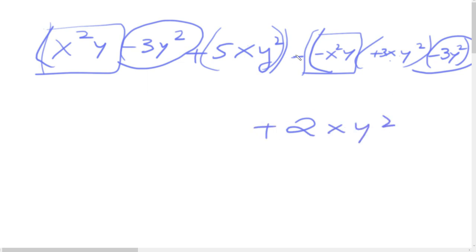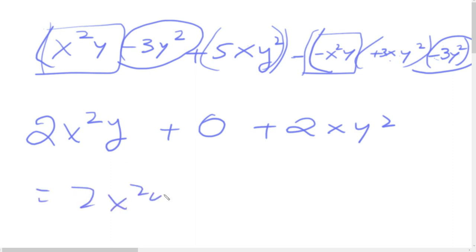Negative 3y squared with the distributed negative sign is going to become positive 3y squared, and with negative 3y squared becomes 0. Plus this x squared y, with the distributed negative sign, is going to become positive x squared y. It's positive, positive. I'll add those two, so 2x squared y. So the answer is 2x squared y plus 2xy squared. That should give you C as the answer.